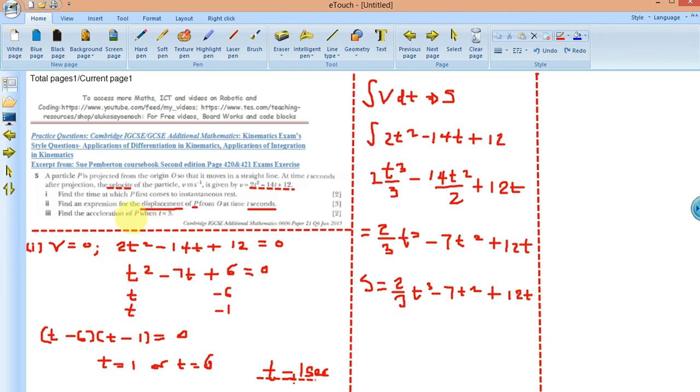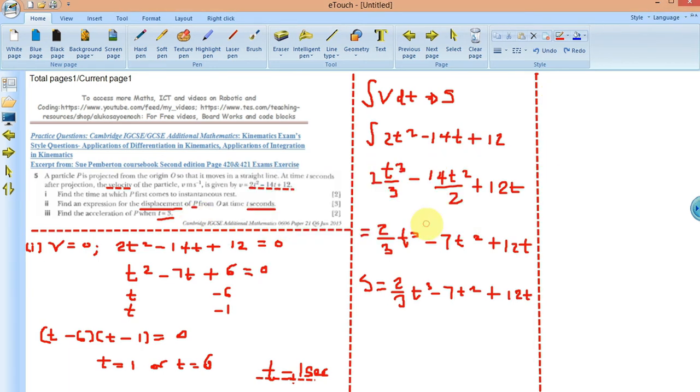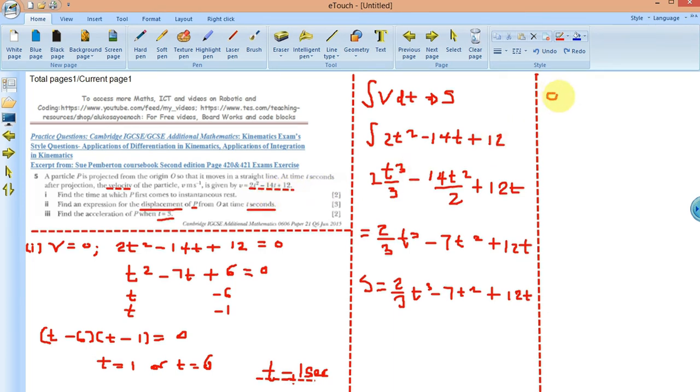Find the acceleration of the particle P when t is 3. So at time t equals 3, you have to find the acceleration. Don't forget that whenever you are given velocity, when you differentiate velocity, you get acceleration. So that's what we are going to do now. I have the equation already for the velocity, so I'll just differentiate this function, and the resulting solution will be the acceleration. So from velocity equals 2t squared minus 14t plus 12, go ahead and differentiate that. So acceleration is dv over dt.